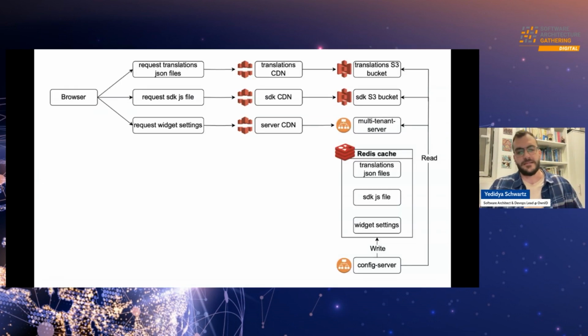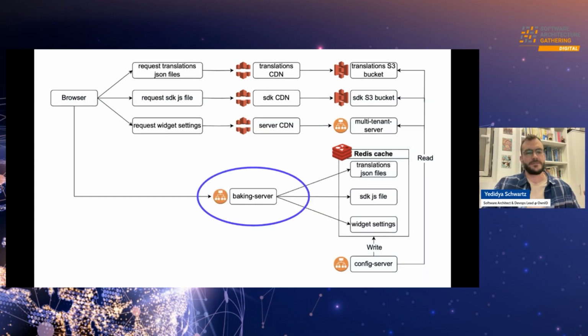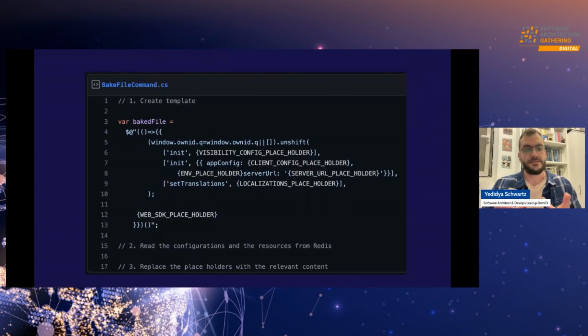As I said, the next step is consuming the resources from Redis. That's the responsibility of the baking server. That is kind of the core of the solution. The single concern of this microservice is to get a client ID and return a JavaScript file that has all the required resources and the data to load the widget for that app. Translations, configuration, SDK, and so on.